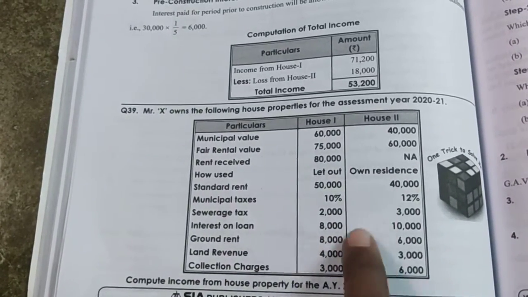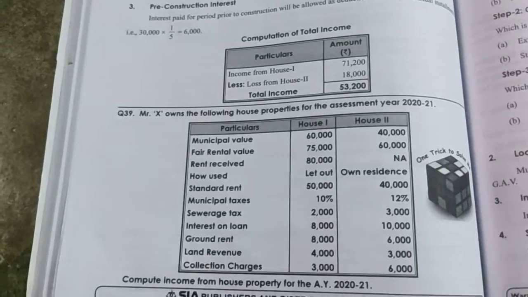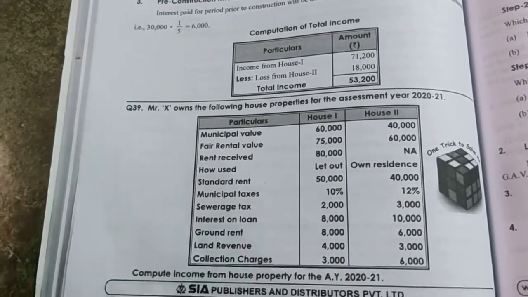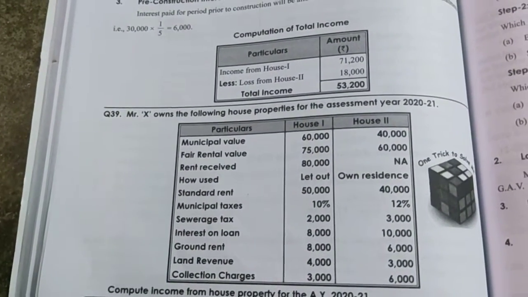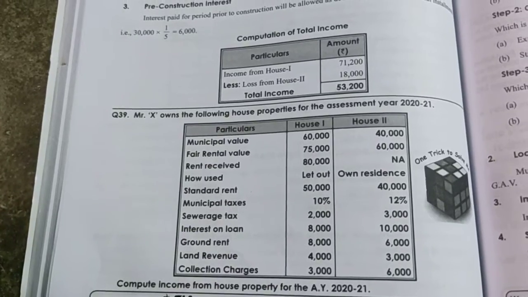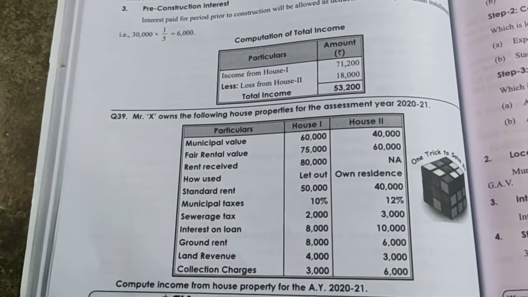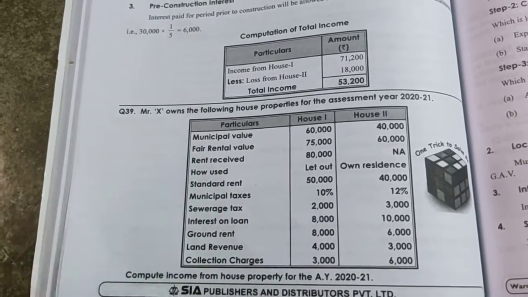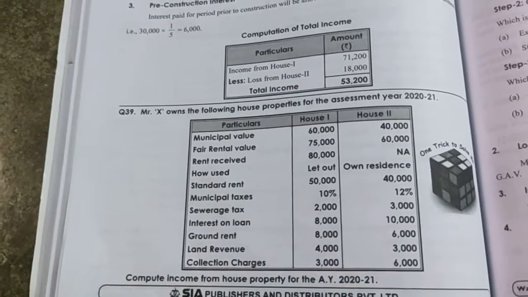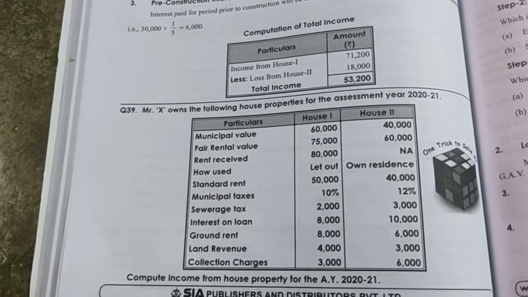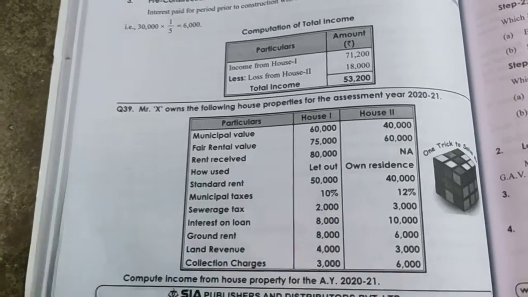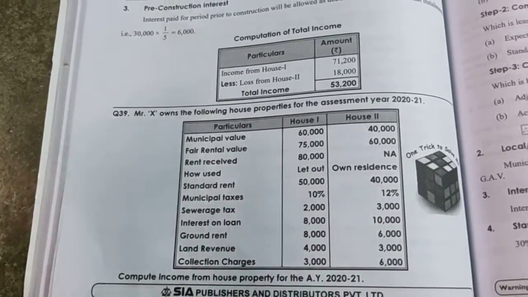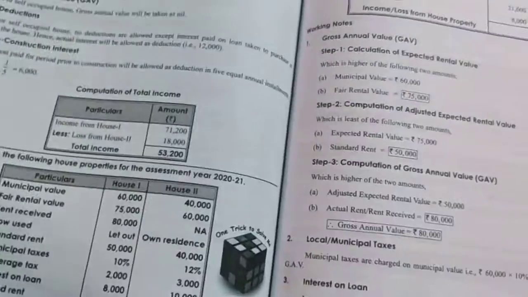Okay, so for house 1 you see, first you need to calculate ERV, afterwards you need to calculate adjusted ERV, afterwards ARV means rent received 80,000 directly he has given, afterwards GAV. Finally you have to calculate GAV. After calculating GAV, what you have to do? Then you will be getting NAV. After NAV, next what you have to do?